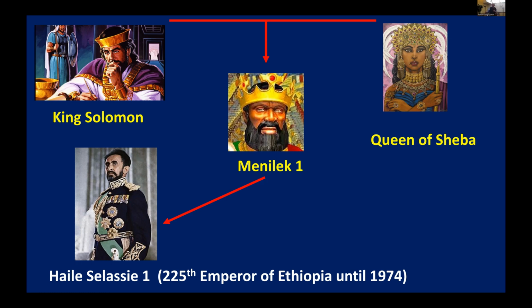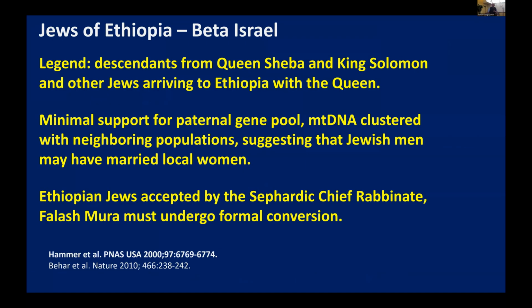But so she comes back and gives birth to Menelik I, who established the first Ethiopian dynasty that lasted until 1974, when Emperor Haile Selassie was removed by the communist revolution in Ethiopia and then killed. So the Jews of Ethiopia, who call themselves Beta Israel, have a legend that they are descendants of Queen Sheba and King Solomon and other Jews who arrived with Queen Sheba back to that territory.